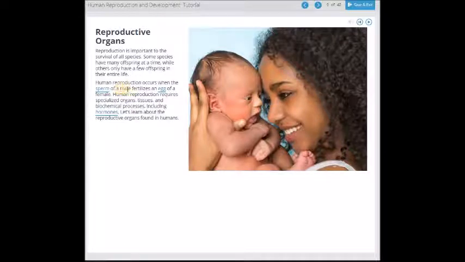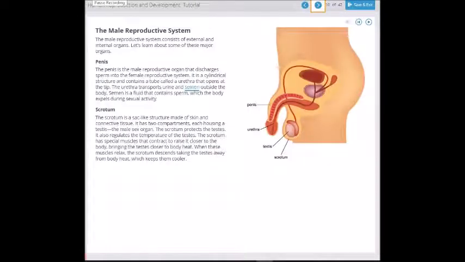Human reproduction occurs when a male sperm fertilizes a female egg. This involves specialized organs, tissues, and biochemical processes, including hormones, especially in the female reproductive process. The hormonal control over quite a bit of the female, not just the reproductive organs, but even the rest of the body, is pretty impressive. Females have a huge change on a week-by-week basis in their biochemistry based around their reproductive cycle.